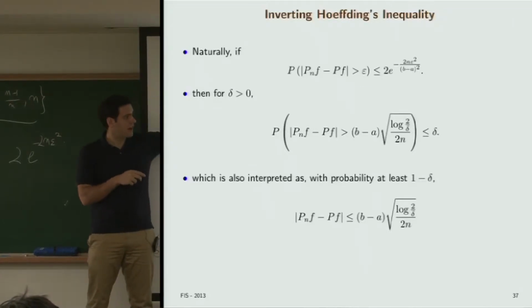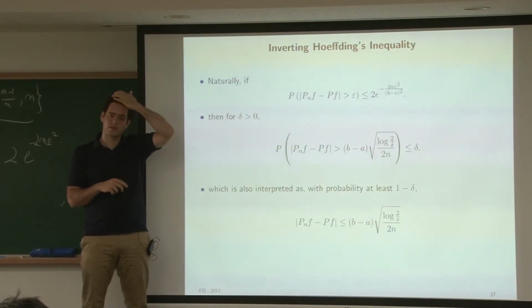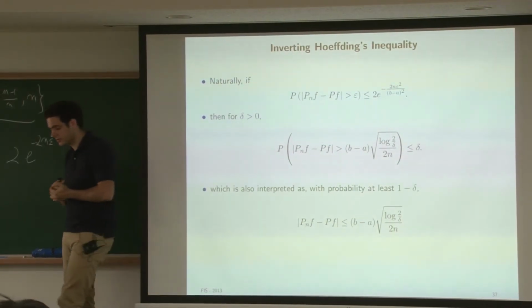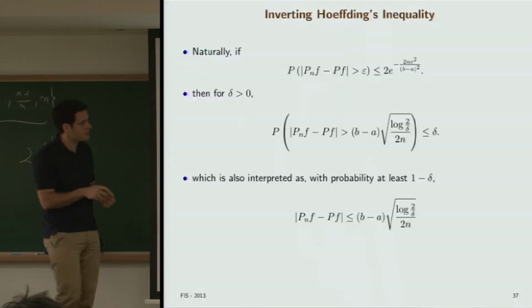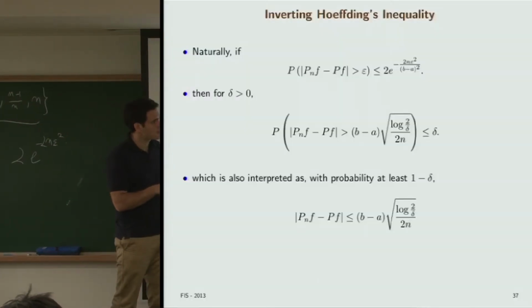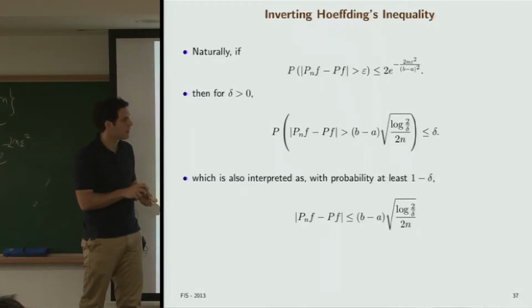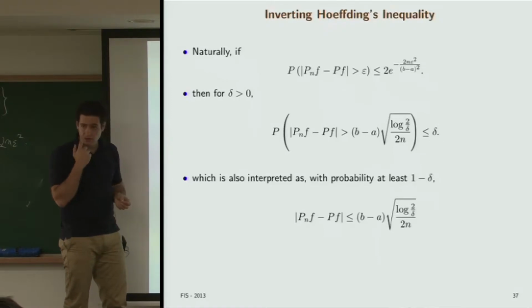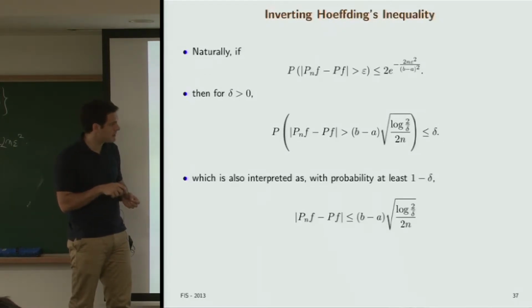So if you find this hard to read, and at first this might be the case, you can use this other formulation, which is different. If you just write that this is delta, and you invert the value of epsilon as a function of delta, you get this. You get that for delta, which is positive, the probability that this is bigger than this epsilon, which is a function of delta, the inverse of delta.